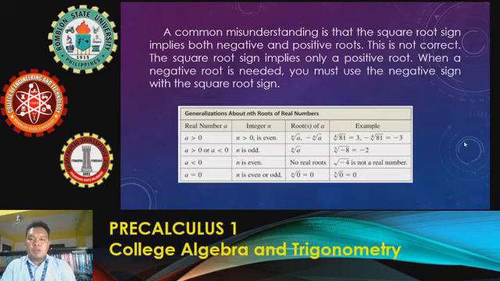Okay, next. A common misunderstanding is that the square root sign implies both negative and positive roots. So hindi po yan tama, no? Madalas kasi nilalagay natin plus or minus the square root ng ganitong bagay. Pero dito sa atin, or nung high school kasi, ganoon yung nangyayari kapag nag-factor tayo, automatic nilalagyan agad natin ng plus or minus the square root ng ganito. Pero syempre, we must consider the positive sign only. Kasi kapag nag-negative po siya, kailangan po natin siyang ilagay na negative with the square root sign.